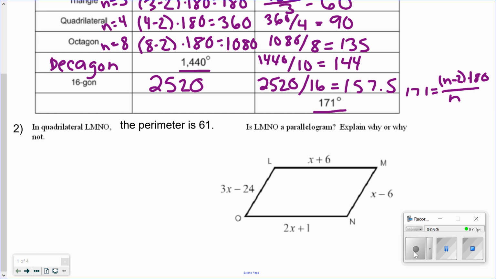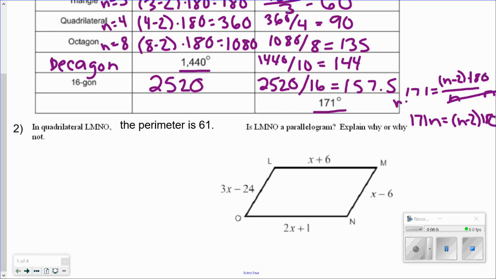So now the first thing I want to do here is I have a division of n. So I want to get rid of that. The opposite of division is multiplication, so I'm going to multiply each side by n. Those cancel out, and I'm going to rewrite this to make it pretty. So 171 times n is 171n, and that's going to be equal to n minus 2 times 180. Sorry, that's really sloppy.